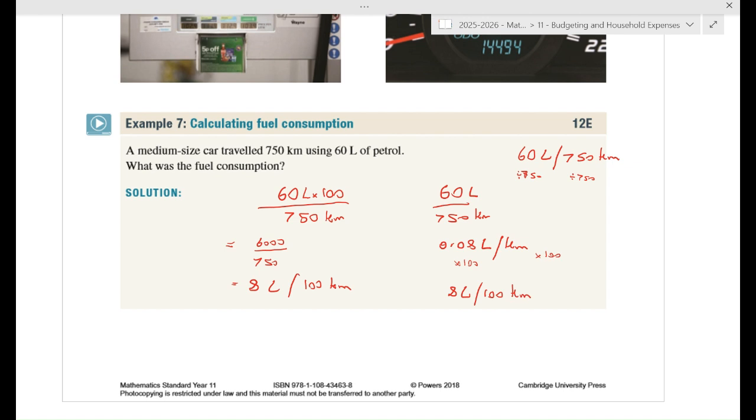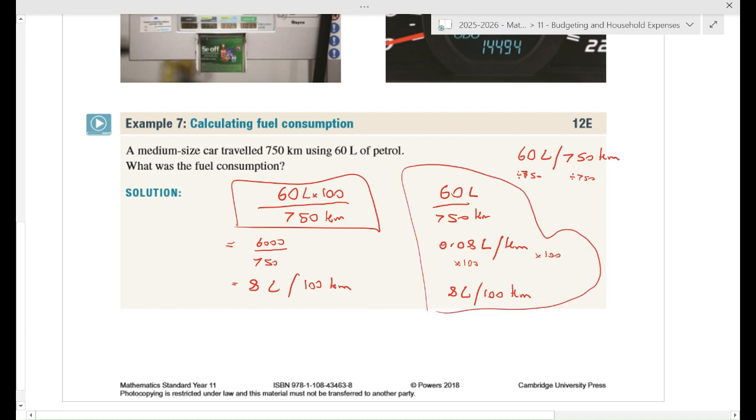So you can do it in this one form. That's the easiest way to do it. I just showed you this way so that you knew where the 100 came from and why we were ending up the way we were. Okay, so you've got your litres divided by your kilometres, and you times that all by 100 so that you get your final answer out of 100 kilometres, so per 100 kilometres. All right, done.